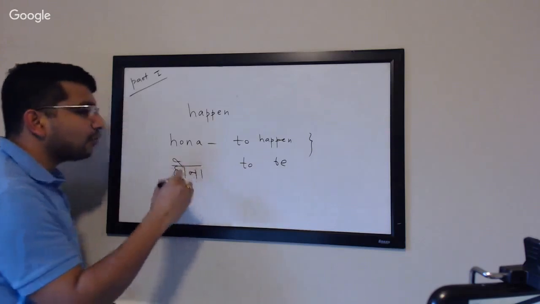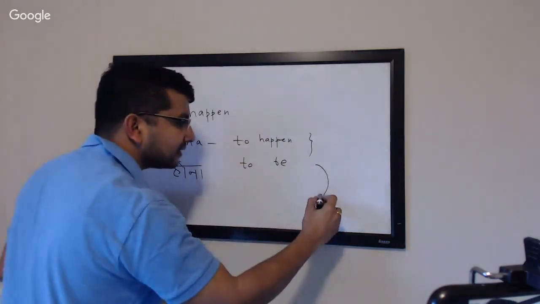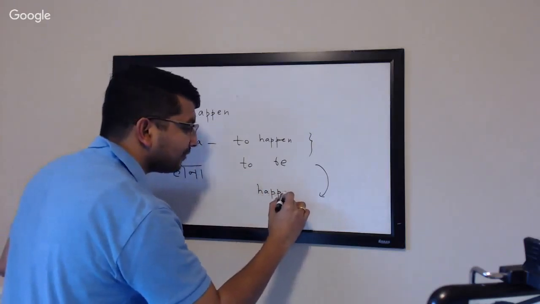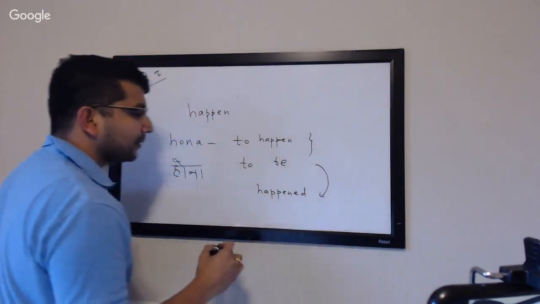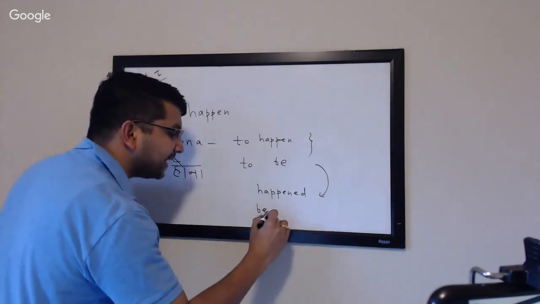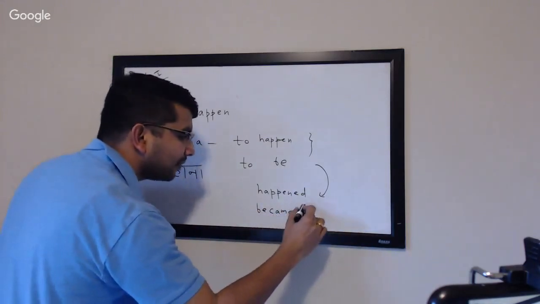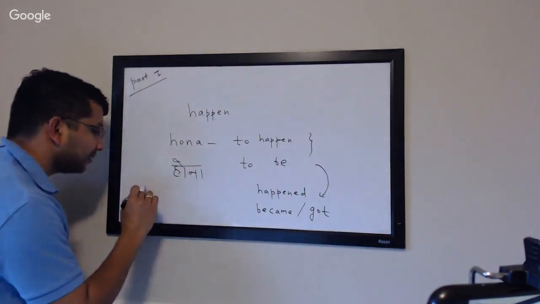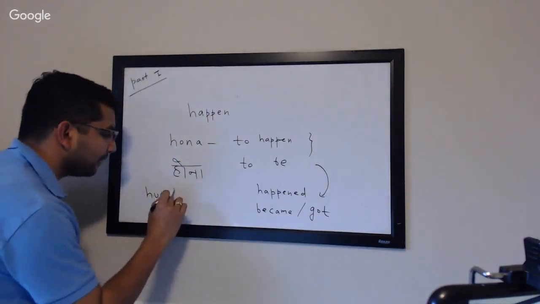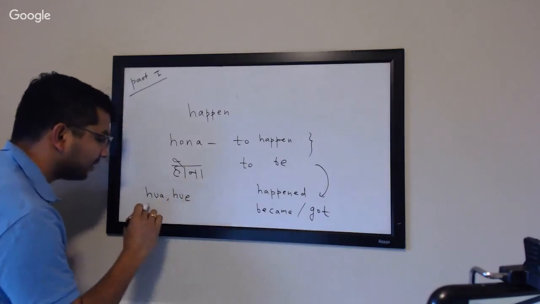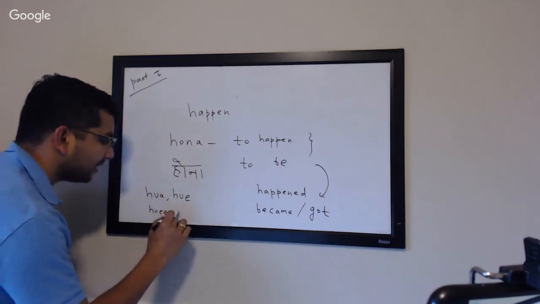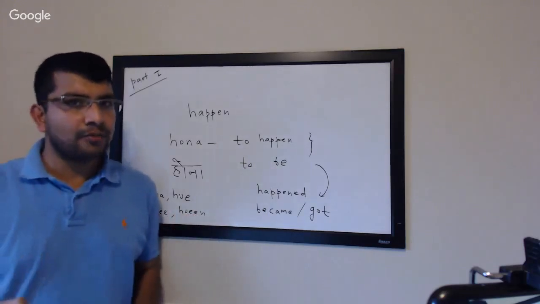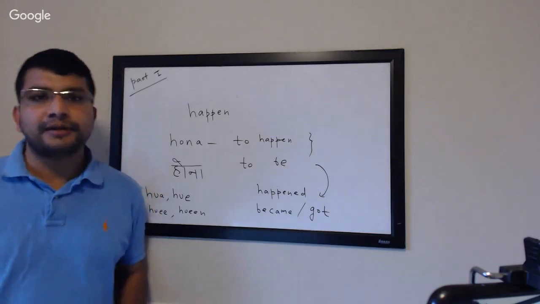Now, when you want to use the same thing in the past tense, wherever there's a notion of happened, or the notion of became or got, you will say hua, hue, hui, and hui. So this is where Hindi is a bit complicated and different than English and other languages.